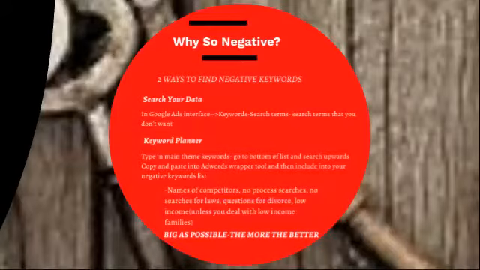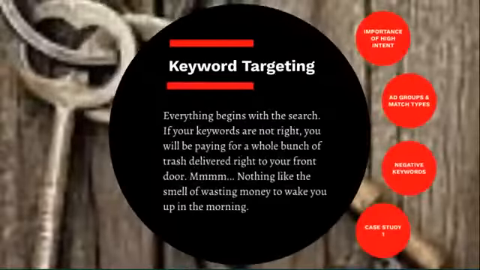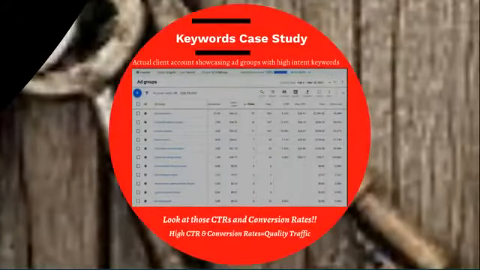So the things we want to really look for: names for our competitors, and we don't want any process searches, and we don't want any questions about laws or divorce. We don't want any questions or searches for laws. And unless you deal with low-income families, I would use low income as a negative keyword and make it as big as possible. And then here's a quick case study. We'll zoom in a little bit here.